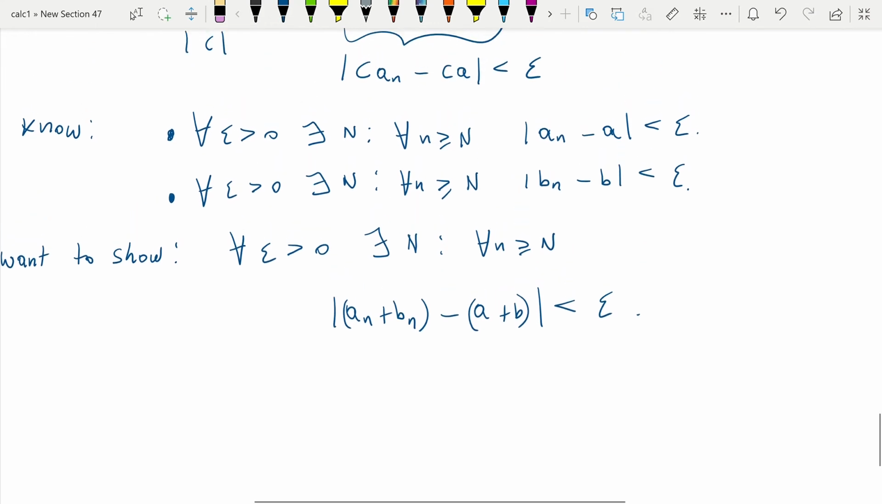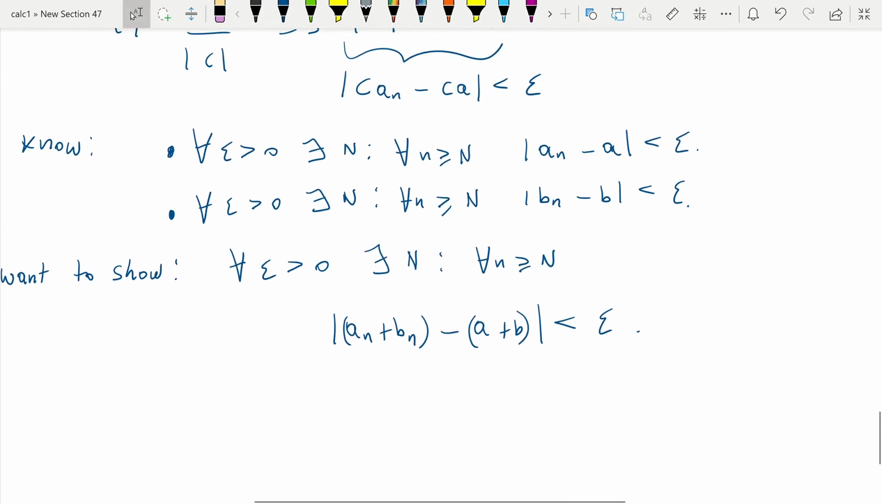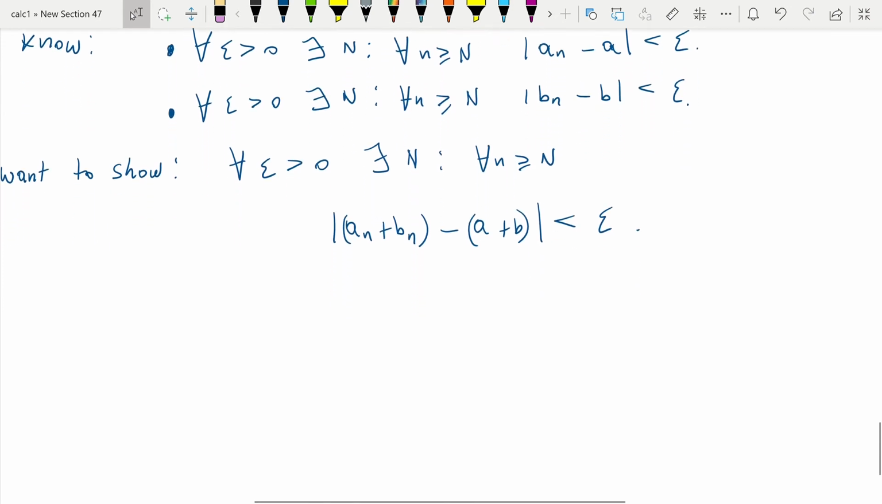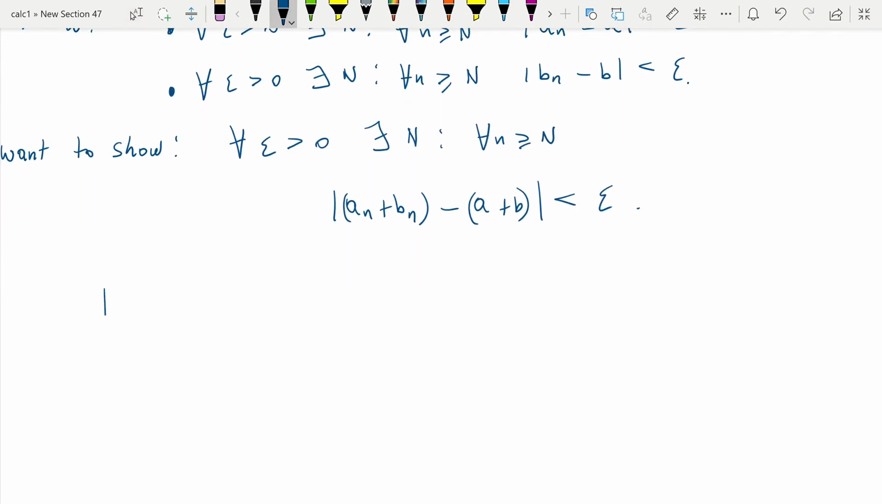So what do we do here? We apply the definition to two different epsilons. So you know that for epsilon over 2, there exist some N1 and N2. Remember that the N's in these two statements above need not be the same.